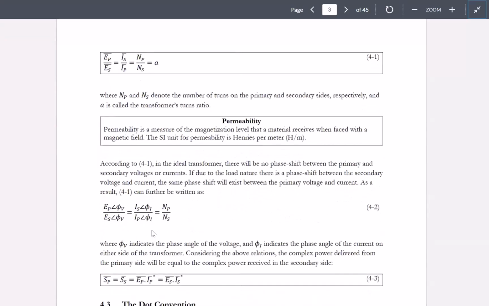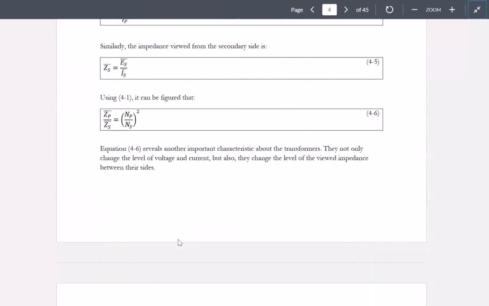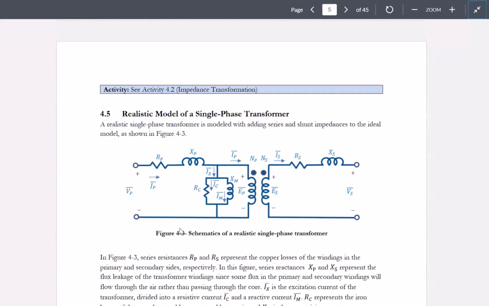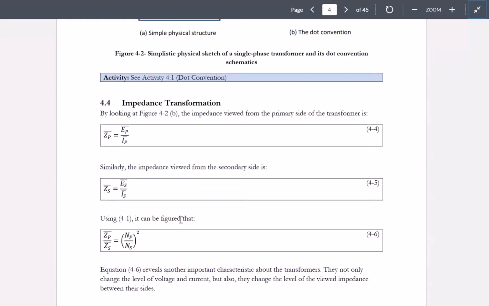If one of the currents is reversed, then this relationship would have to get a minus sign in front of it. And then we talked about the impedance transformation. In the ideal transformer, the impedance that we see from the perspective of the primary and the secondary would be different, and that would be based on ZP over ZS being the square of NP over NS.